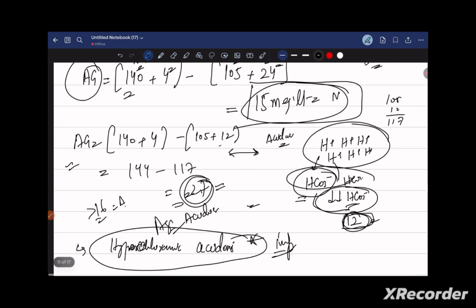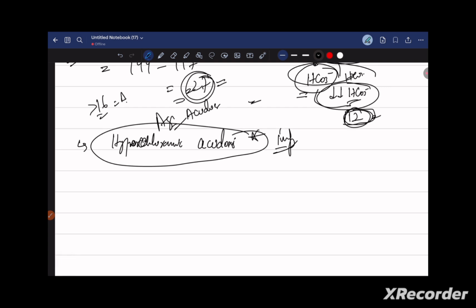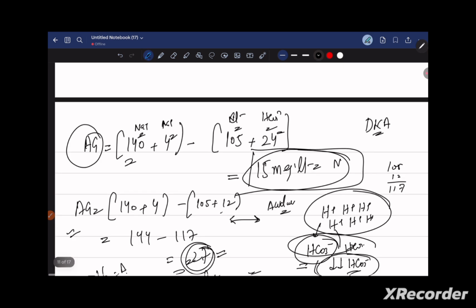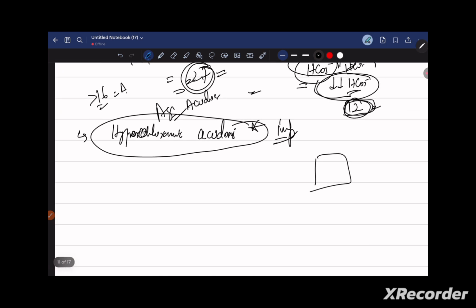The reason is that, in the body, you just look at the formula here. In diabetic ketoacidosis, when the bicarbonate is decreasing, the chloride concentration will increase in proportion to the bicarbonate. That is why it leads to hyperchloremic acidosis. So this is the reason. Hope you understood this.